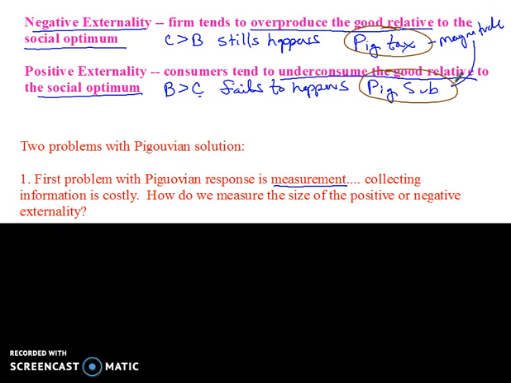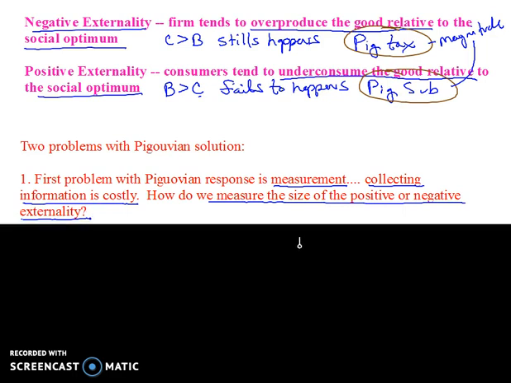But even if we could measure it, it might be too costly. Collecting the information on how costly the positive or negative externality is might just be too costly to do, and therefore it's not worth doing. So how do we measure the size of the positive or negative externality? That is a big problem in Pigouvian solutions.